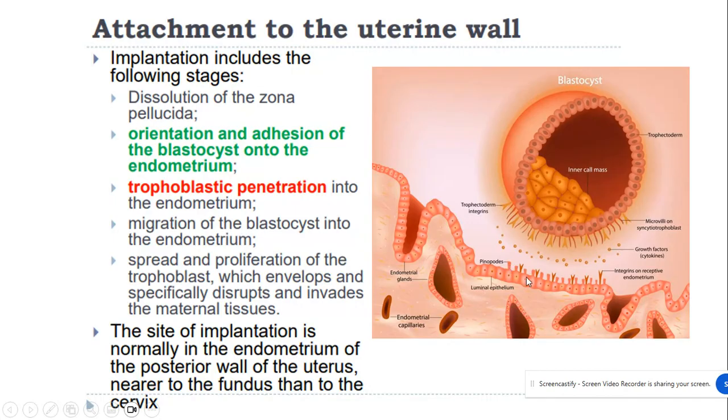We've seen before that most of the cells usually have some sort of organs to connect themselves, right? This is pinopode, this is luminal epithelium, endometrial glands, these are endometrial capillaries. Integrins on receptive endometrium. So we have two anchors to itself, right? So it connects itself. It cannot just connect to a flat surface. We need something to connect, yeah? These are growth factors and these are cytokines, right?